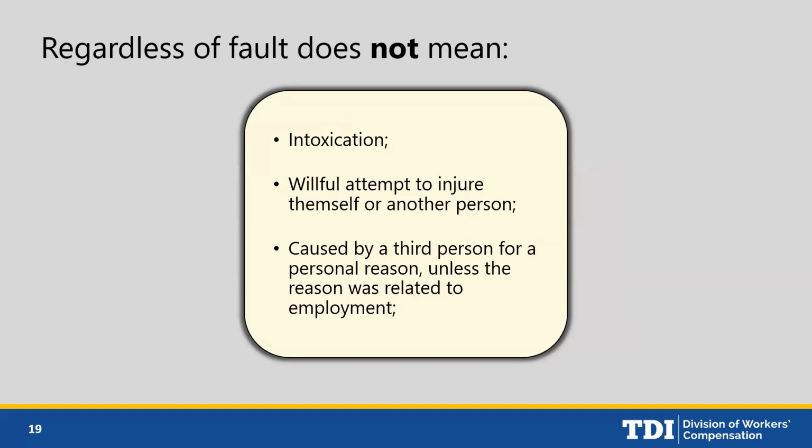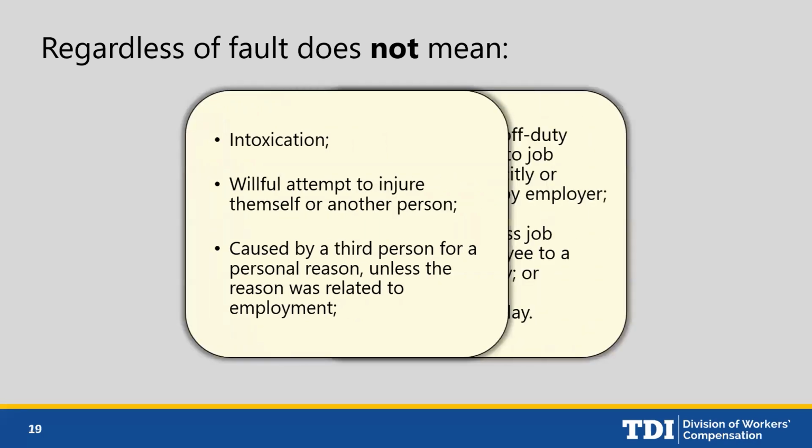Our laws and rules are written that way, where there are exceptions, and we are here to try to teach you. There are 6 exceptions to liability, even if it happened in the course and scope of their job. One is if they are intoxicated. That is written into our statute as an exception to liability for your carrier. If they were willfully attempting to injure themselves or another person is another exception, or the injury or illness was caused by a third person for a personal reason, unless it was related to their employment.